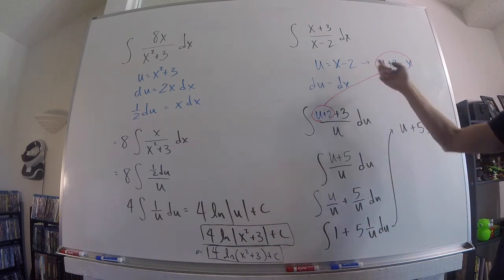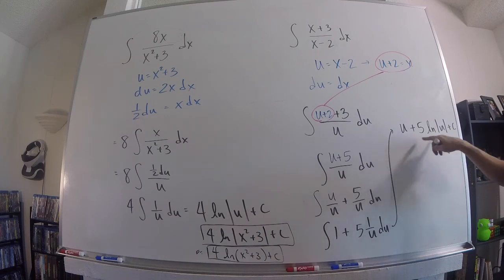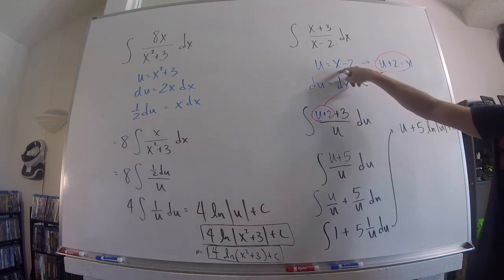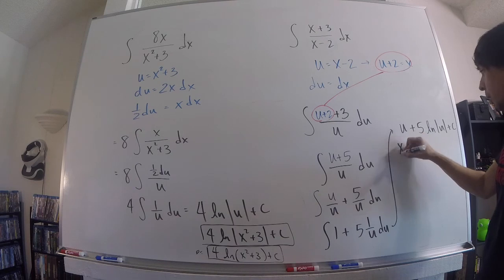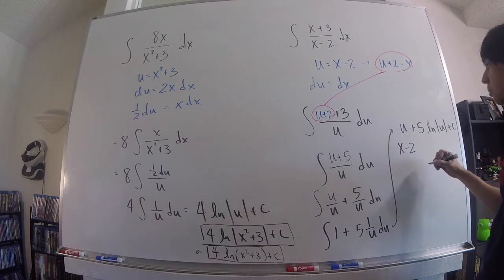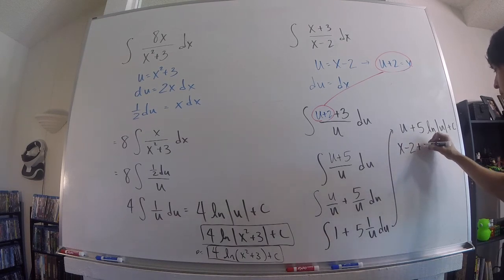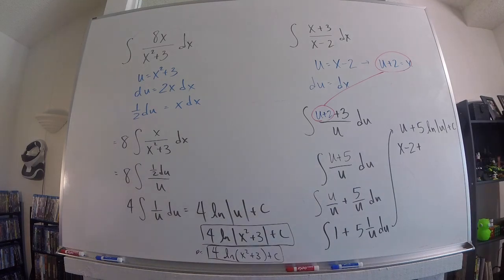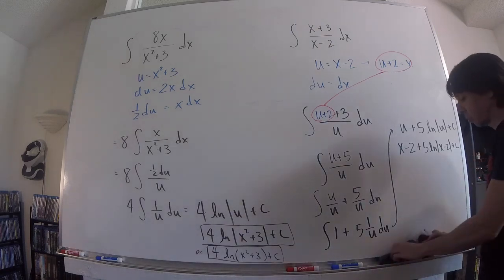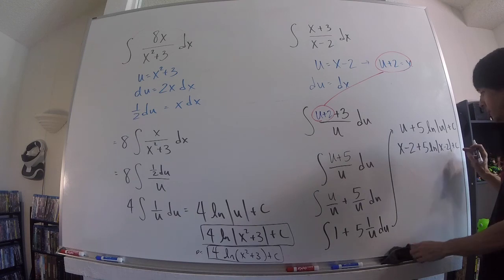Last step, as before, rewrite everything in terms of x. I have u in multiple places. Each one is equal to x minus 2. So this u is x minus 2. Then I have plus 5 ln of x minus 2 plus c. Now, we're good. That is an antiderivative. C is your arbitrary constant of integration.